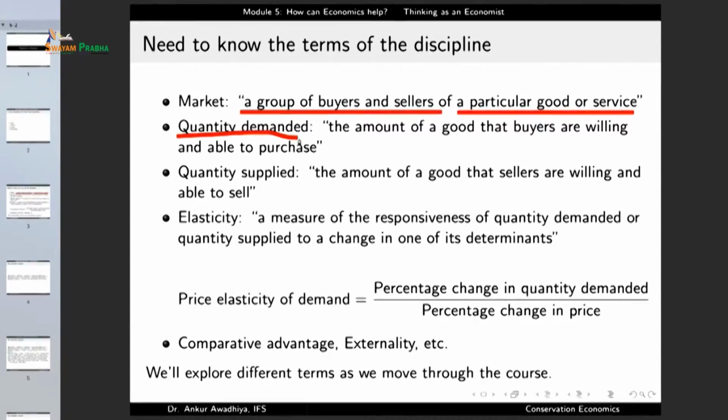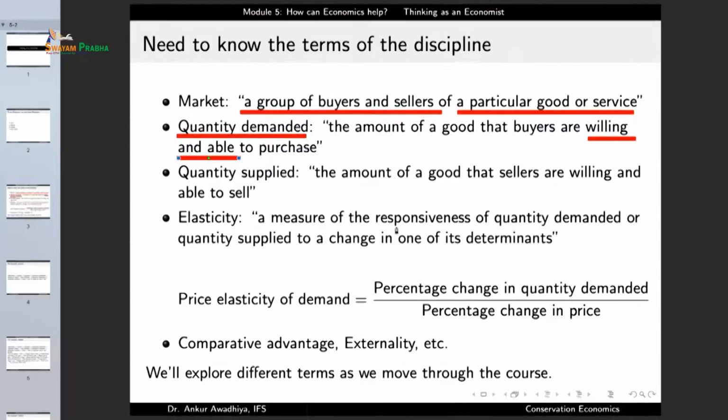Then we have quantity demanded. Quantity demanded of any good or service is the amount of good that the buyers are willing and able to purchase. So they must be willing and they must be able to purchase.